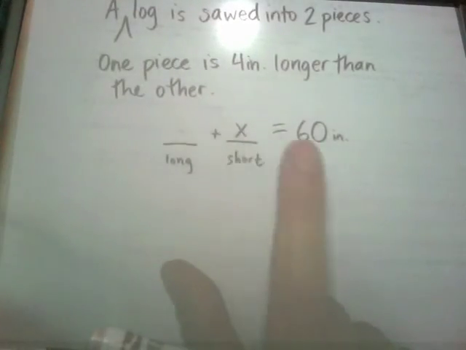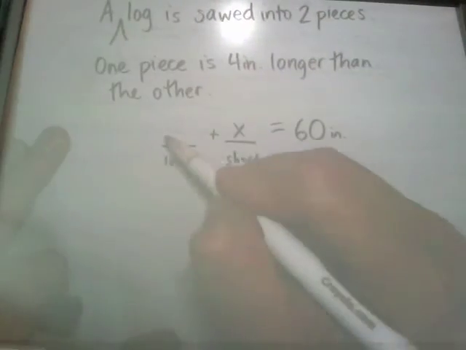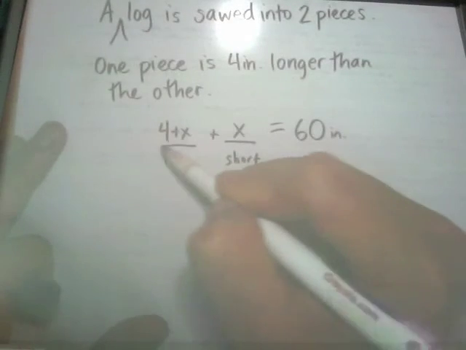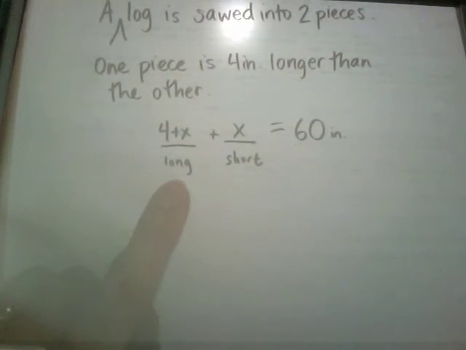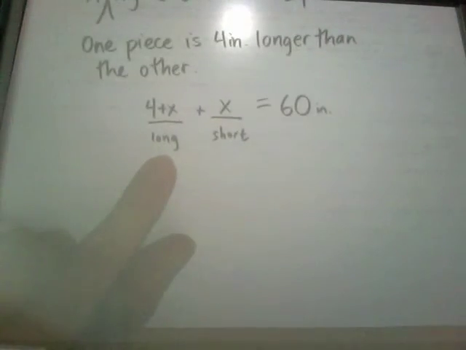It's 4 inches longer, not 4 times longer. So be careful with that. 4 plus x. Now, if you say x plus 4 for the long piece, is that still correct? Yeah. And you guys should know that that's acceptable. You can add in any order. Now, here's an answer. Done.